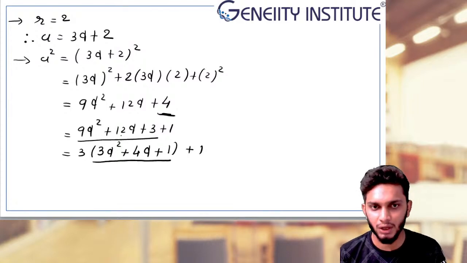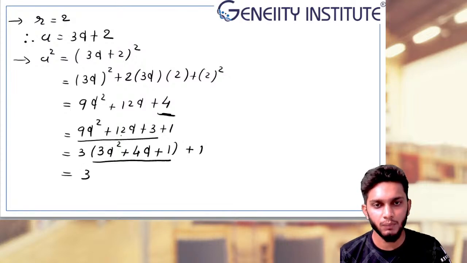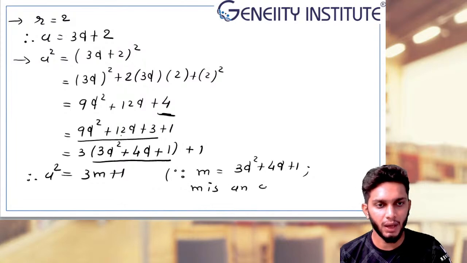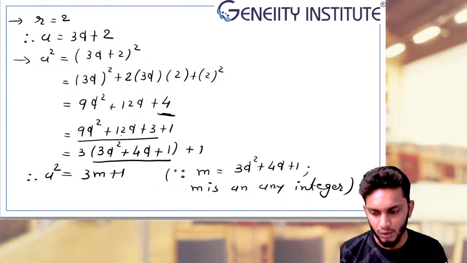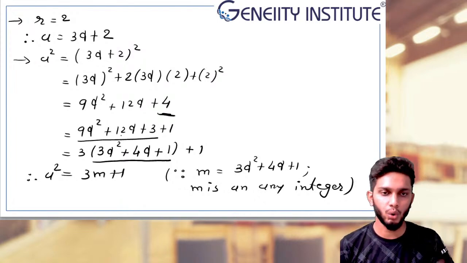What is the bracket? It is an integer. So we can write m in place of the bracket. So 3m plus 1. Therefore, a square is written as 3m plus 1, where m is equal to 3q square plus 4q plus 1, where m is any integer.